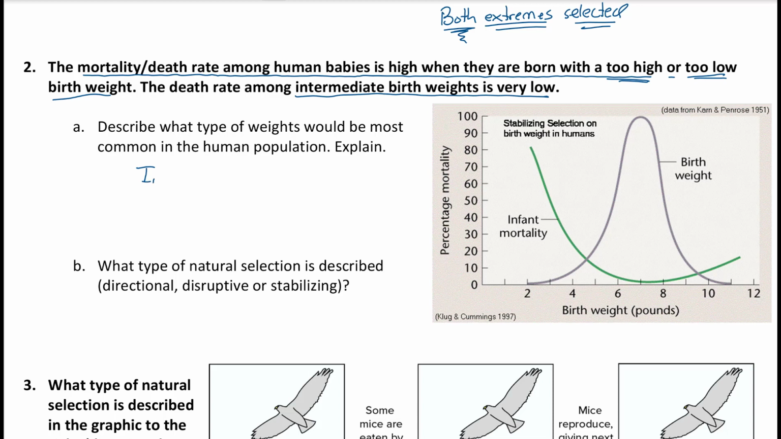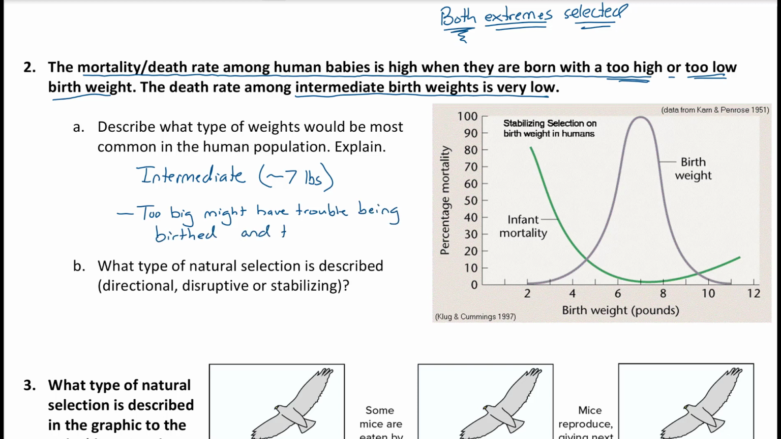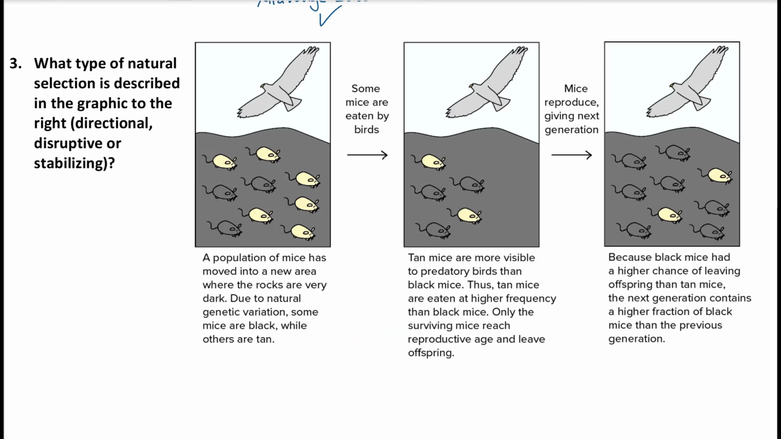Two, the mortality of babies. If they're too heavy, they're going to die. If they're too light, they don't live long. So the intermediate, mid-weight babies survive best. This is going to be stabilizing. The extremes are selected against, meaning they don't survive. The ones that will survive are the mid-range, and they increase in number. This is stabilizing selection.